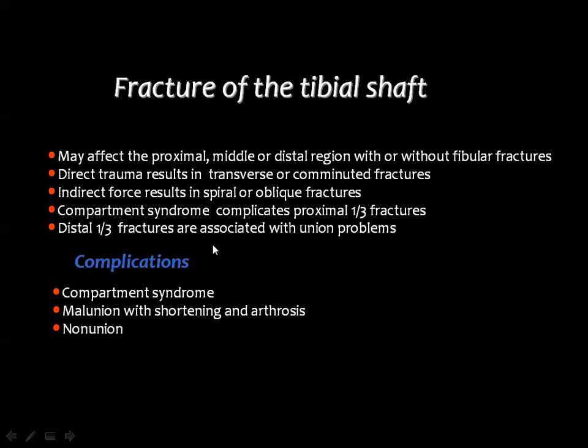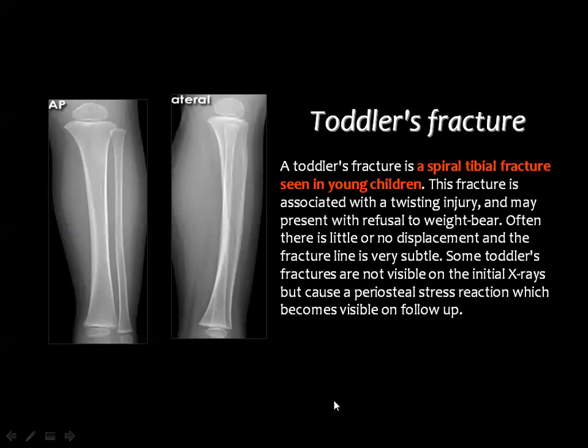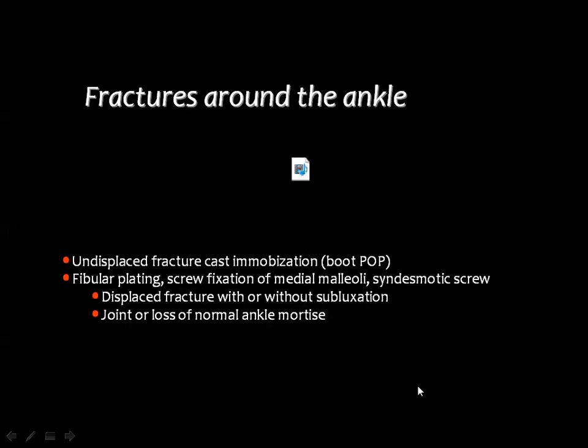And about the distal third fractures are sometimes associated with non-union or union problems. The complications, as I have mentioned, the compartment syndrome, malunion with shortening and arthrosis, osteoarthritis, I mean, and sometimes non-union. This is just an example of a spiral fracture in the tibial shaft by plain X-ray in the frontal and lateral view. This is a non-displaced simple fracture of the shaft of the tibia.